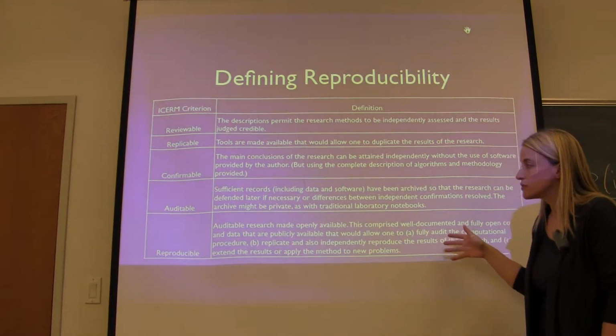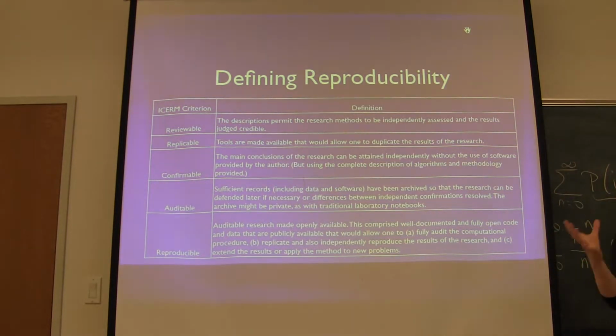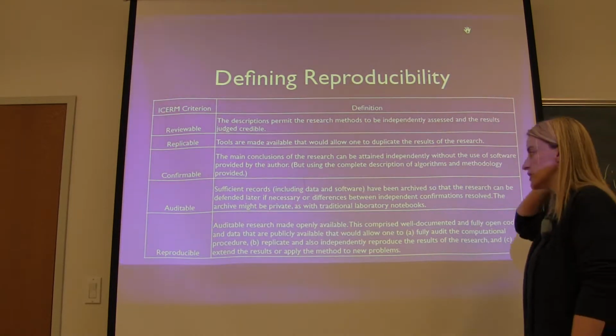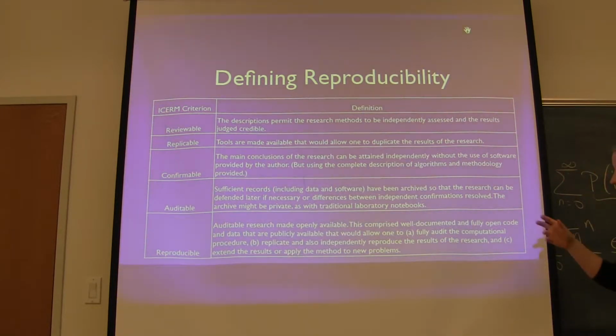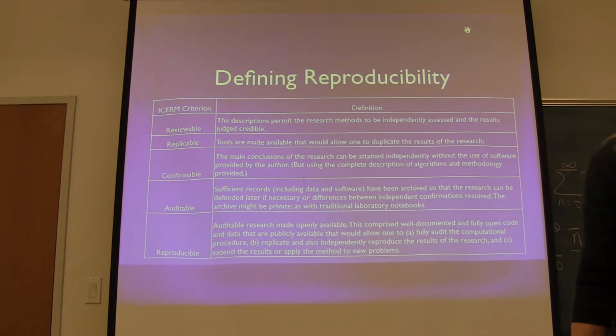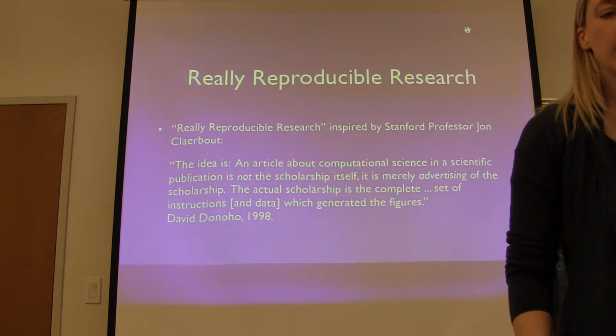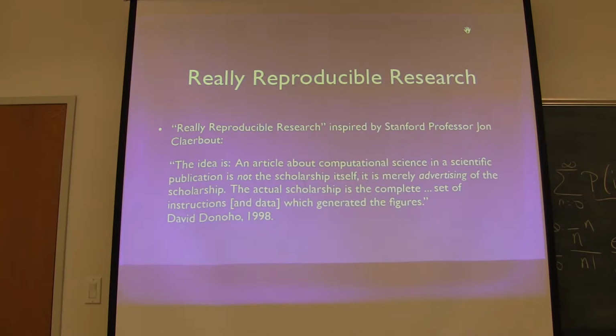The final one is reproducible, where we take this auditable research and we just make it openly available so that other people can reproduce the result. So the way that we describe this is well-documented, fully open code, data publicly available, so you can audit the computational procedure, replicate, independently reproduce the results of the research, and extend the results or apply the methods in new situations. Okay, so that's a lot to keep in mind as we go through. Most of what I'm going to focus on in my research and in this talk is the last one, where we have code and data made openly available so that other researchers can verify your findings and also extend it and apply it.